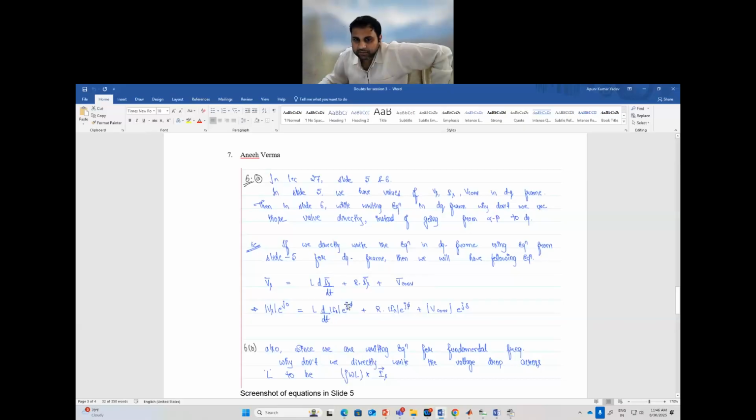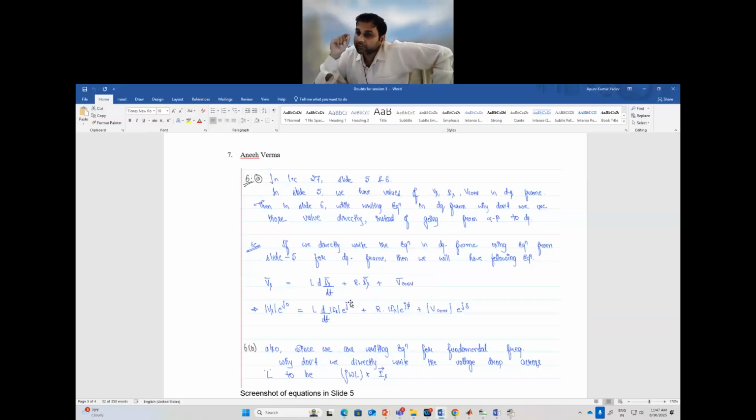Because if you take only the direct dq part, we will not be able to see the impact of the phi component, because phi is also changing with time. If you see our phasor, the angle between the d axis and the alpha axis keeps on changing with time.